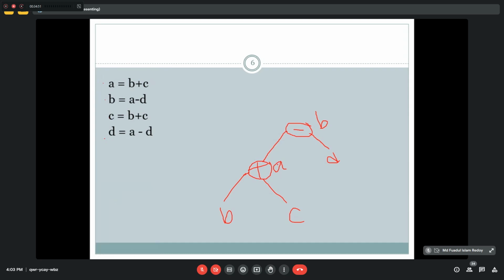So we cannot use this one. That is B plus C. That means I need to again calculate B plus C. So C is same, no problem. This is the C. Yes, sir. This C and this C is different. That's why it is possible to write more than one time. Okay? Now tell me, there is another one, that is D equal to A minus D.